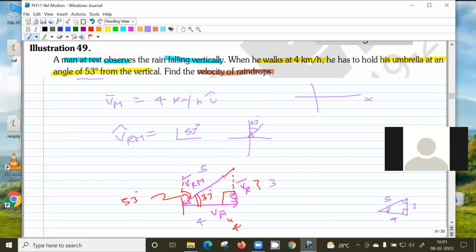So this angle is opposite the shorter side, no? So this is 37 degrees and this is 53 degrees. Yes, sir. Okay, so 4 corresponds to 4, so this will correspond to 3 kilometers per hour.